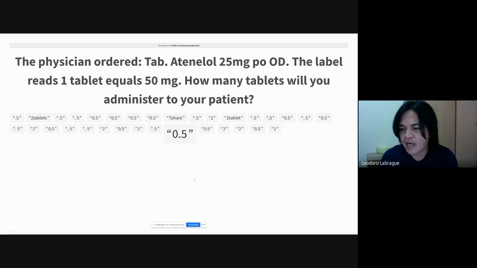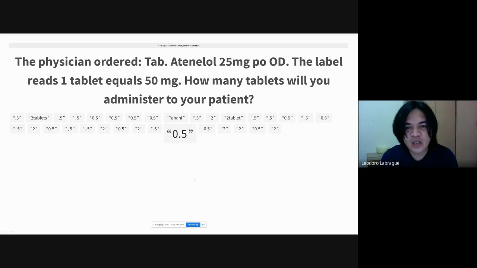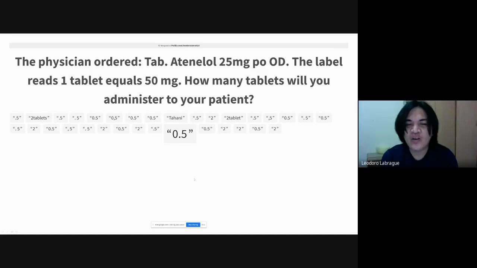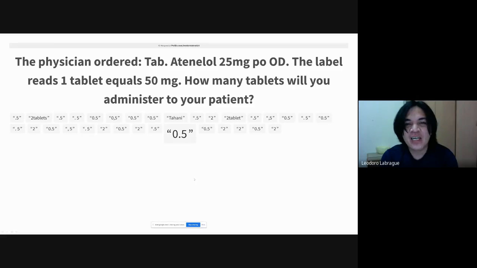I want an answer from a boy. Can you open your audio? Yes, doctor. What is your answer? 2, I think 2. Okay, before that, how are you? Fine, doctor. What about you? I'm fine. Okay, our formula is desired over have, D over H, times quantity.